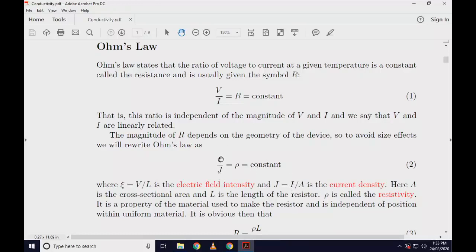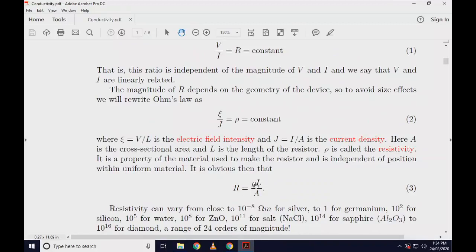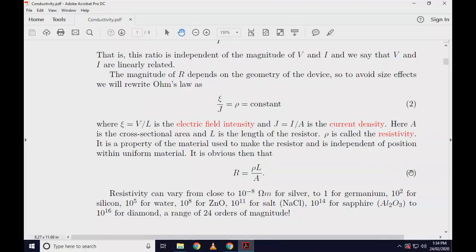And if we take the ratio of those two, it's a constant, but now this is a constant for the material and does not depend on the size of the material. So the resistance, as you know, depends on the cross-sectional area and the length and the type of material you use. If we use these scaled parameters, then it's purely a material constant. And this constant is called the resistivity. And if you play around with the algebra, you'll see that resistivity can be related through the resistance using this equation. So this resistivity is, as I said, a material constant.